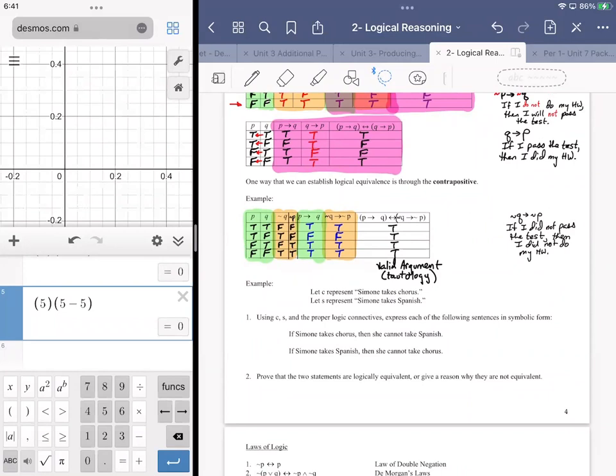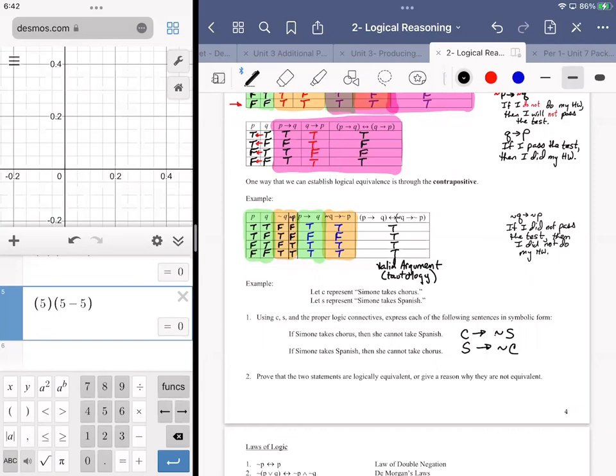Example. Let C represent Simone takes chorus, and S represent Simone takes Spanish. Using C and S and proper logical connectives, express each in symbolic form. If Simone takes chorus, then she cannot take Spanish, right? So that would be C implies not S. Maybe there's no room in her schedule for Spanish if she's taking chorus. If she takes Spanish, then she cannot take chorus.